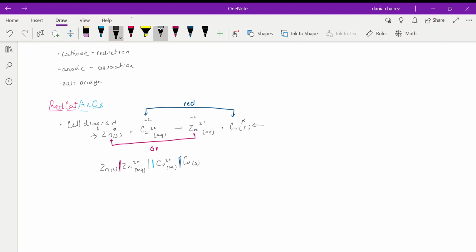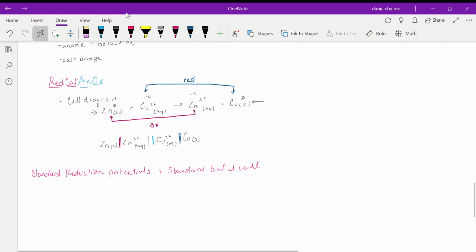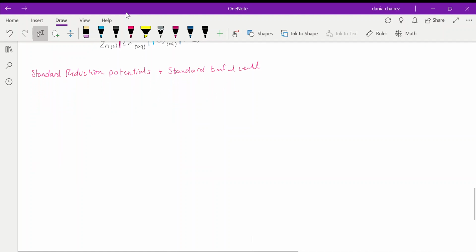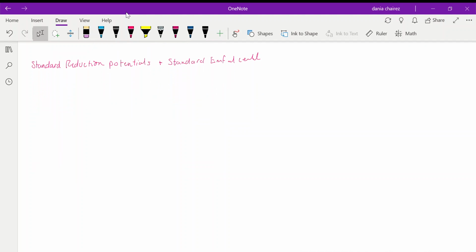So then we're going to move on to the next thing, which is the standard reduction potentials, which is the standard EMF of a cell. Standard reduction potentials, and standard EMF of cell, which, oh my god, cell has two L's. What am I doing? There we go. I know it seems like a lot, but they go with each other. So essentially, ow, I just hit myself.